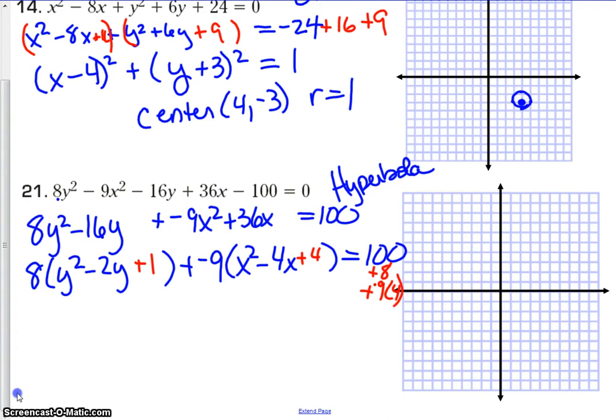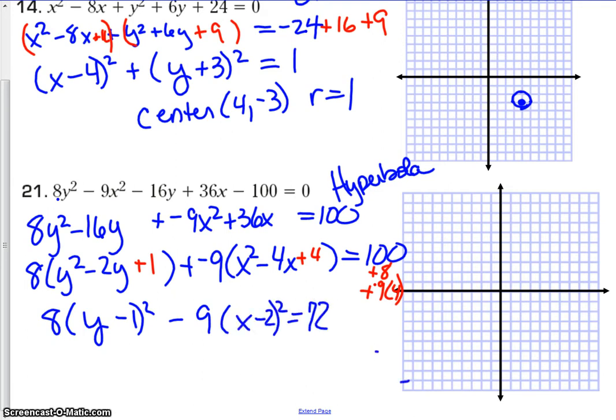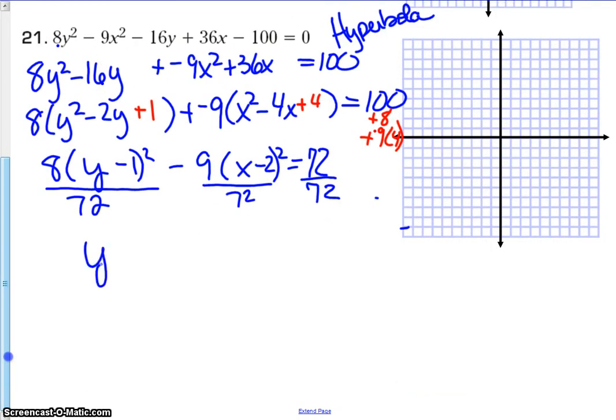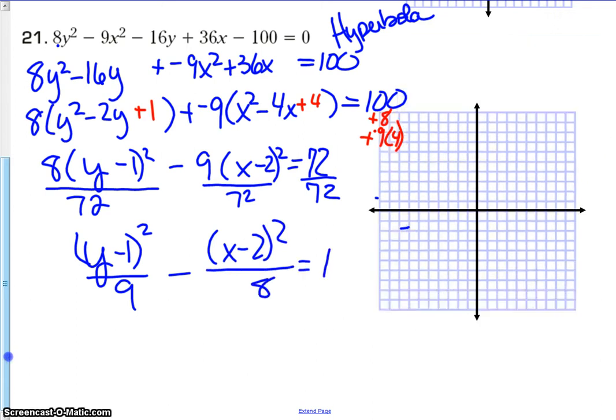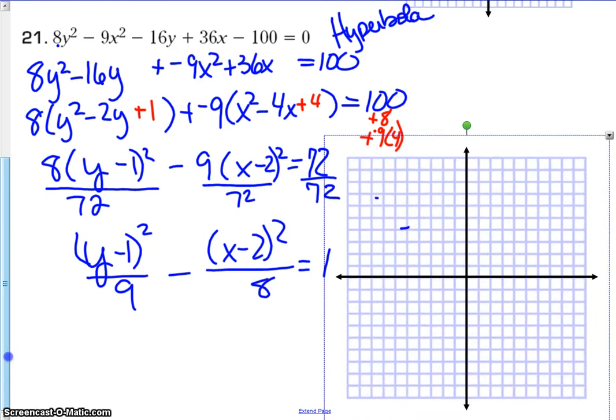So what I get here is 8 times y minus 1 quantity squared minus 9 times x minus 2 quantity squared, so that equals 72. Now what we need is we need it set equal to 1. And so we would have 72. We were dividing everything by. This isn't going to be fun to graph, I can tell. All right, y minus 1 quantity squared over 9 minus x minus 2 quantity squared over 8, and that's what equals 1. All right, so now I'm going to kind of do a quick rendition of graphing this.